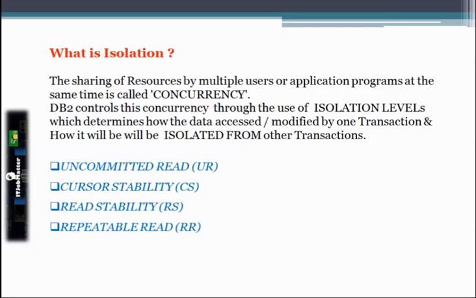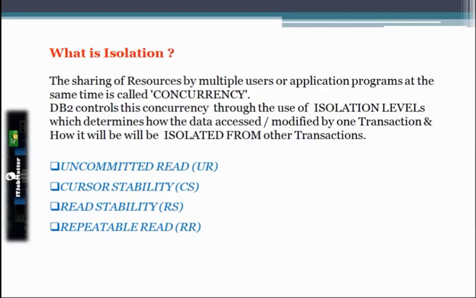This sharing of resources by multiple users or application programs at the same time is called concurrency. DB2 controls this concurrency through the use of isolation level, which determines how the data will be accessed or modified by one transaction and how it will be isolated from other transactions. The isolation level parameter is one which you specify while binding your application program DBRM into a plan or package.